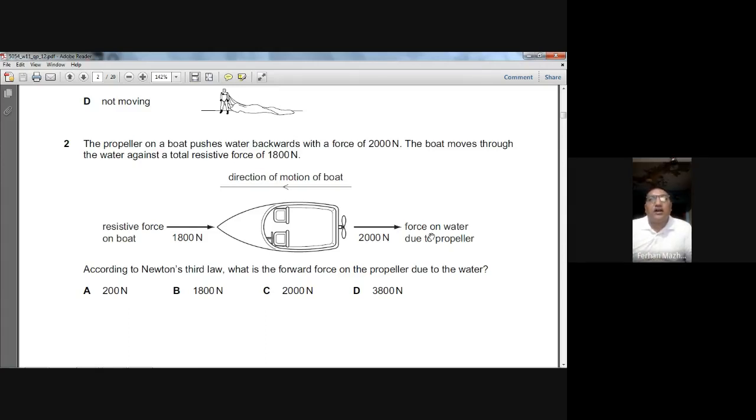According to Newton's third law, what is the forward force on the propeller due to the water? It will be 2000 Newton. It's a pair of forces of Newton's third law of motion. The propeller applies force on the water, and the water will apply force on the propeller. The propeller applied 2000 Newton force on the water, so the water will apply 2000 Newton force on the propeller. So C is the option. Question number two, C is the option.